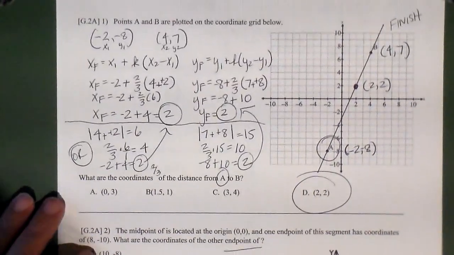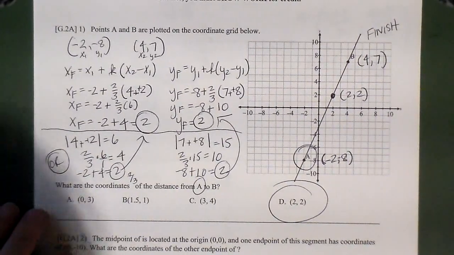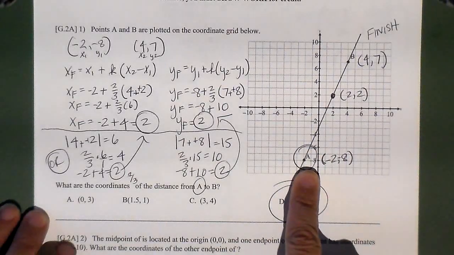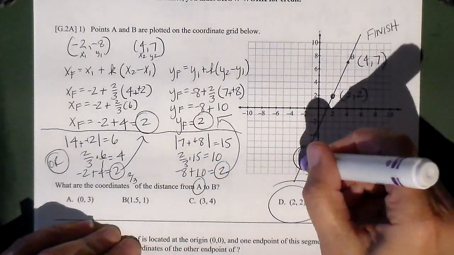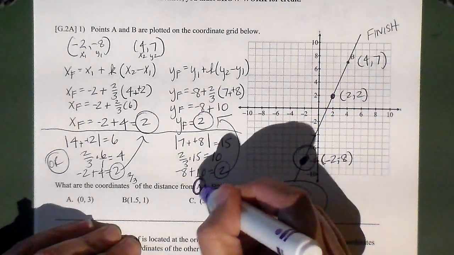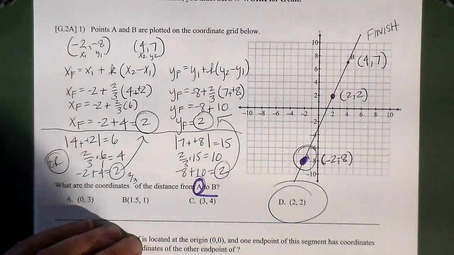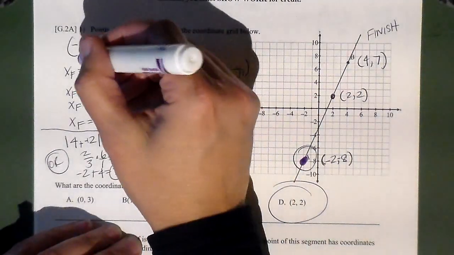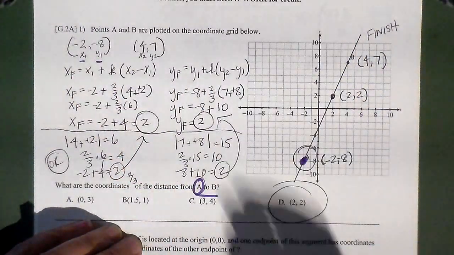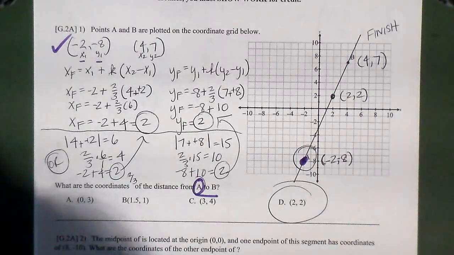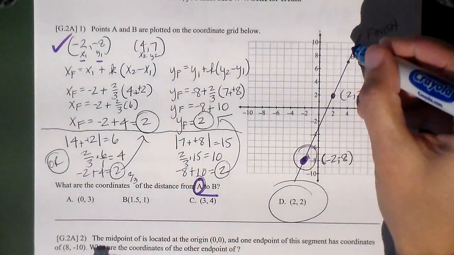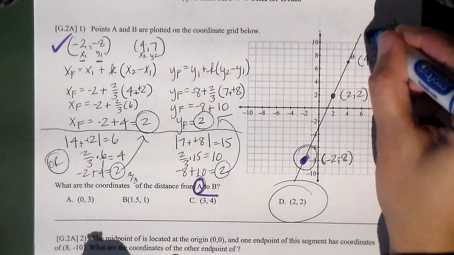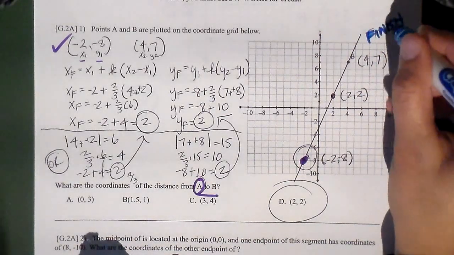Okay, so what we have here is we're trying to find fractional distance. So I want to find the point that is 2/3 of the way from A to B. A is going to be the starting point. It says from A to B, so A is your starting point. So A is going to be your x1, y1, which is how I labeled it up here. Point B is going to be your finish point for the whole segment.